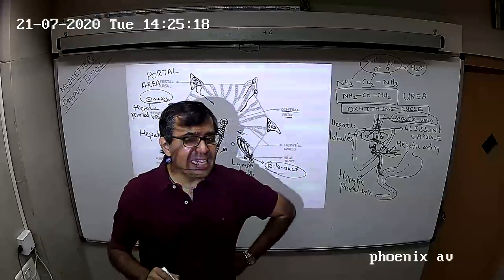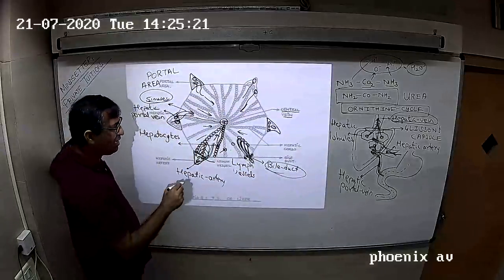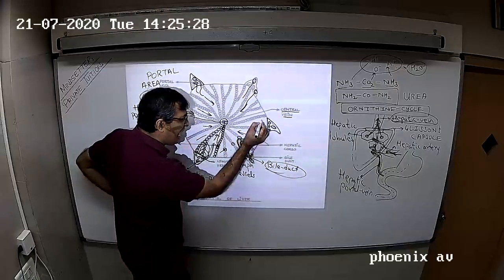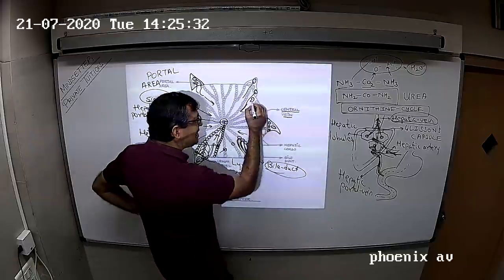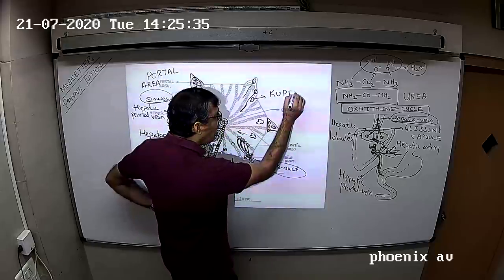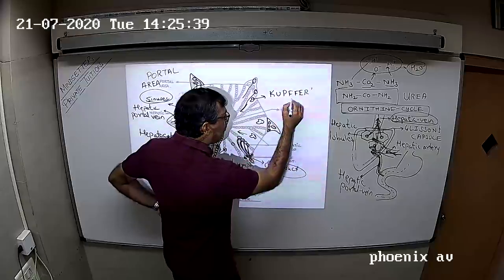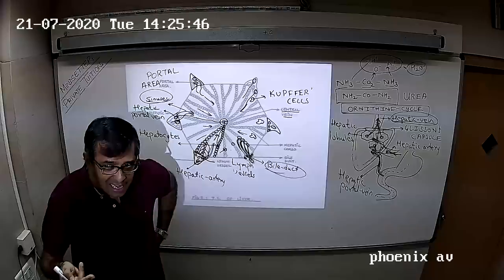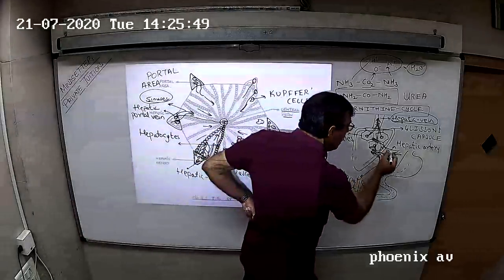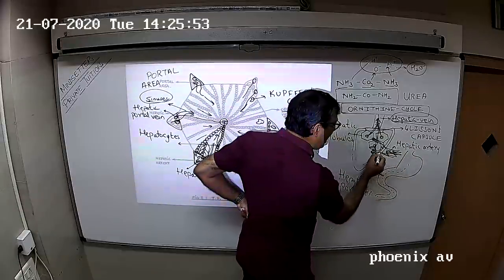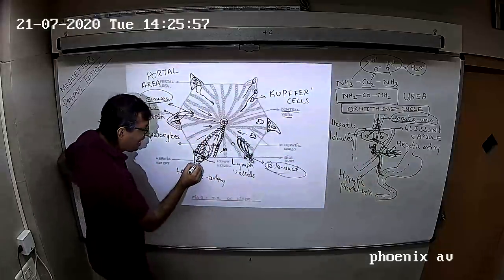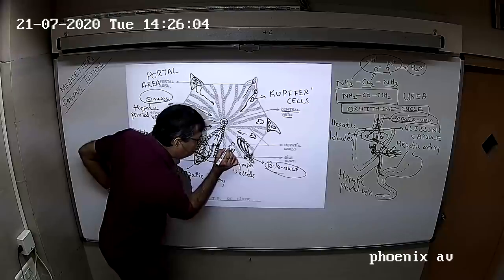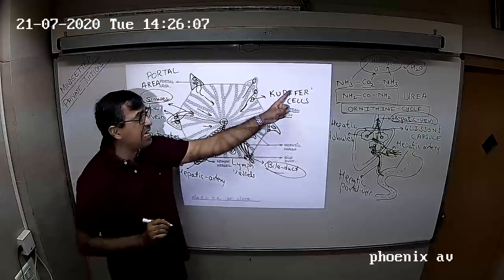At this point, something nice here, sir, there are sinusoids. Sinusoids are empty spaces. Unke andar hote hain freely circulating cells which are called as, I hope you remember, Kupffer cells. And Kupffer cells, if you remember, phagocytose old RBCs. To hepatic artery se andar blood aata hai, aur blood jaise hi hepatic artery se sinusoid mein jaata hai, old RBCs are phagocytosed by Kupffer cells.